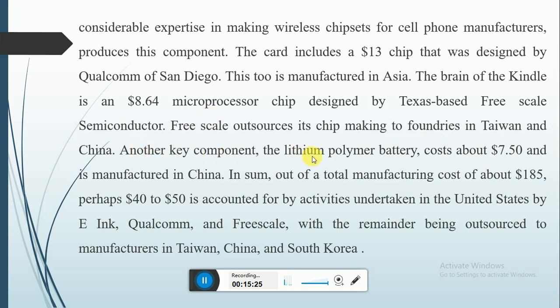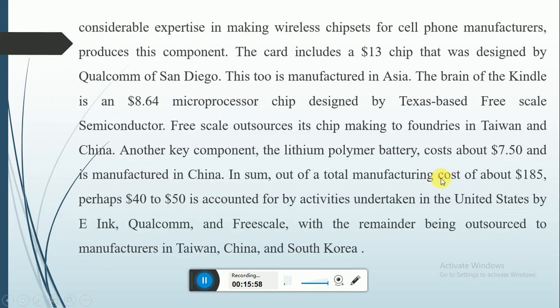Another key component, the lithium polymer battery, costs about $7.50 and is manufactured in China. Out of a total manufacturing cost of about $185, perhaps 40 to 50 is accounted for by activities undertaken in the United States by E Ink, Qualcomm and Freescale, with the remainder being outsourced to manufacturers in Taiwan, China and South Korea.